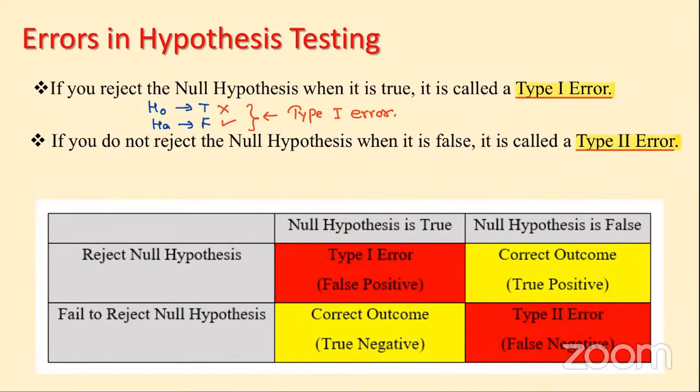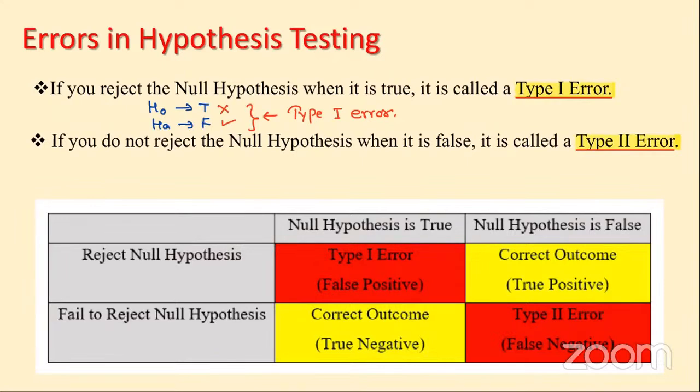Or symbolically, I wrote null hypothesis true, alternative hypothesis false. It was true, you are supposed to accept that. You are not supposed to reject that. But what is going on here is you are rejecting. Do you see? I cross that, right? I'm rejecting that. If that happens, that's called the type 1 error. And you can also see here, I have shown in the table down here, the type 1 error in red color, and I wrote false positive.